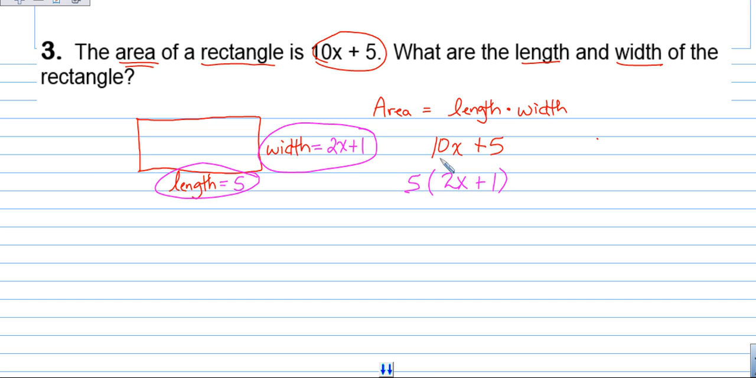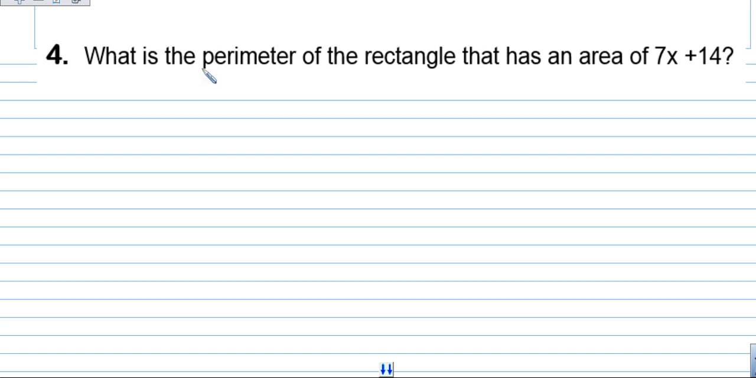Okay, let's look at question number 4. Okay? What is the perimeter of the rectangle that has an area of this? So now they throw in two concepts here. It's very similar to what we had in the previous question, but it now asks us for the perimeter. So we got to kind of set this up. First, we need to know what our length and our width are. Because if we know that, then we can find the perimeter.